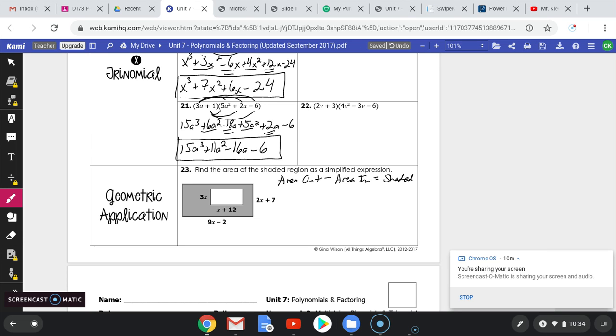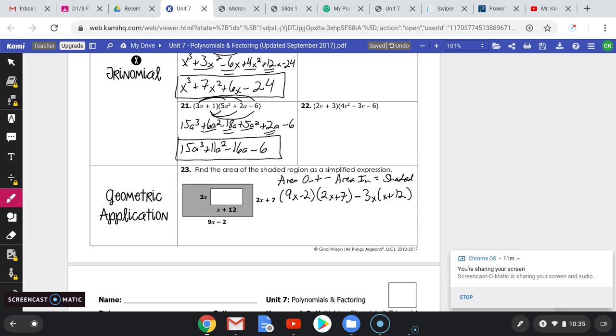So how do I write that here? Well, remember, the area of a rectangle is length times width or base times height. So what's the area of the outside rectangle? Well, the area is the length, 9x minus 2, times the width, 2x plus 7, minus the inside rectangle, 3x times x plus 12. And wherever our answer is going to be is going to equal the shaded region. So I'm not solving for x or anything, we're just leaving it in terms of a polynomial.